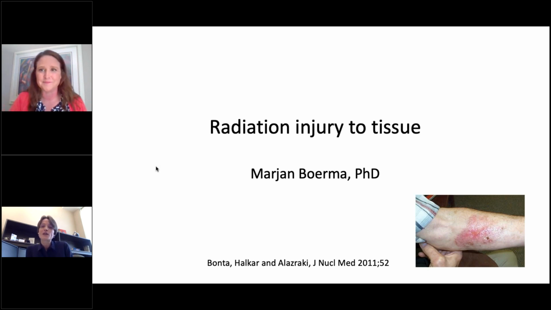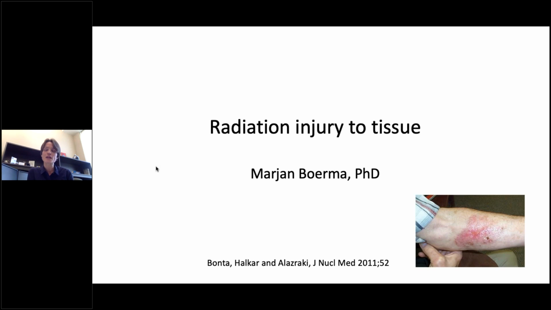Absolutely. So I was asked today to give you a very brief perspective from a radiation biologist standpoint on what we know about radiation injuries to tissue. And of course, there are a few examples out there, as you can see here on the screen, of what may happen after high dose extravasation. So I will talk about those a little bit, and also the reasons why we don't know so much about lower dose extravasations and the normal tissue effects of those.